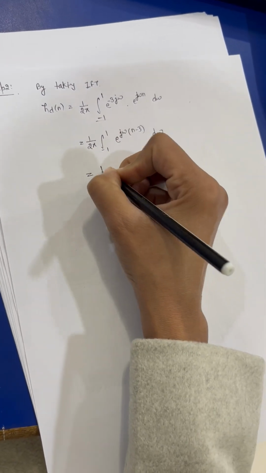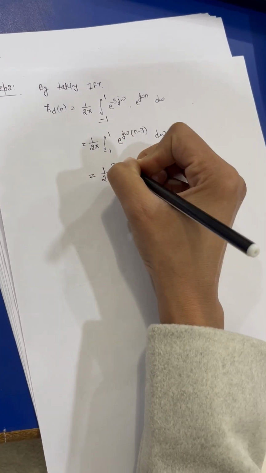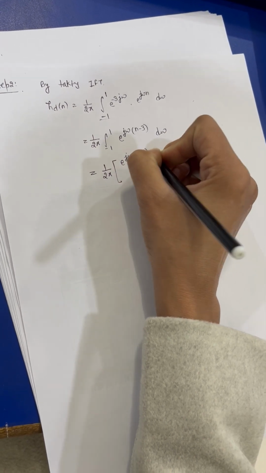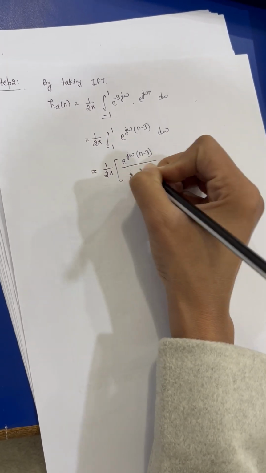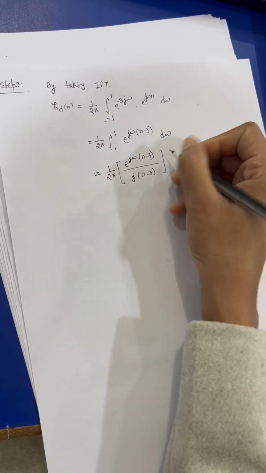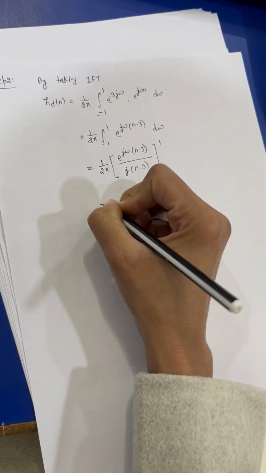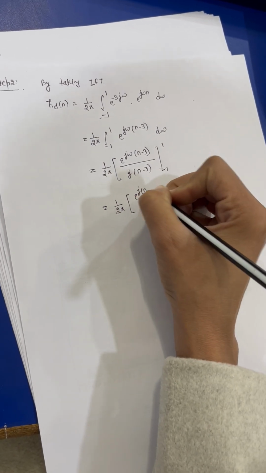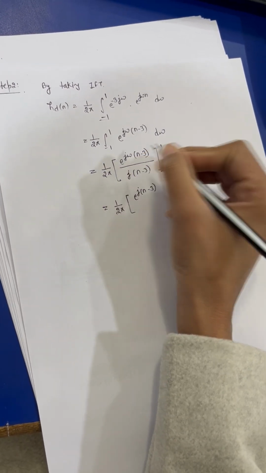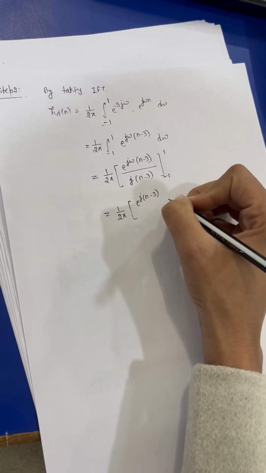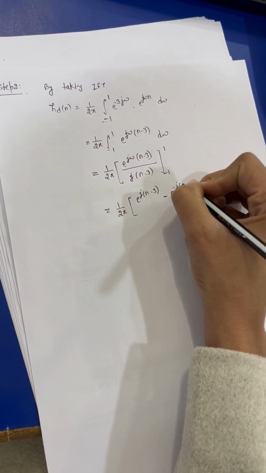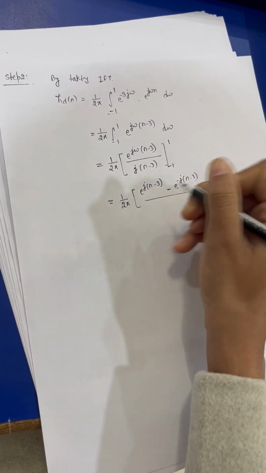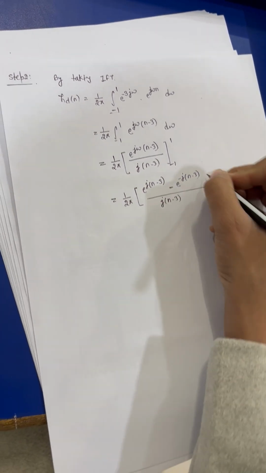By integrating this, 1 upon 2 pi, e to the power j omega (n minus 3) divided by j (n minus 3), limit goes from -1 to +1. Expanding this, 1 upon 2 pi, e to the power j (n minus 3) by putting the value of omega -1 to +1, minus e to the power minus j (n minus 3), divided by j (n minus 3). So here we will use the formula of Euler's identity.